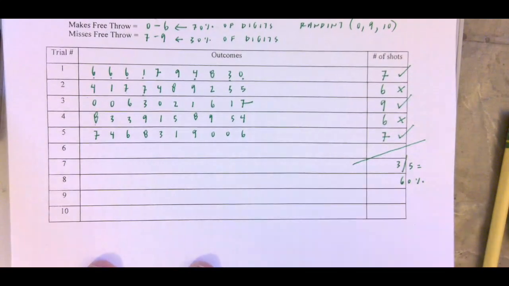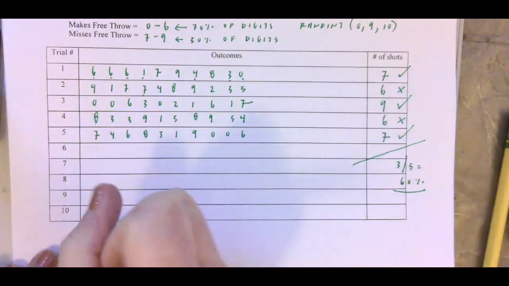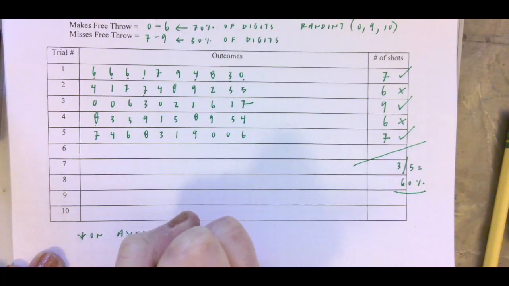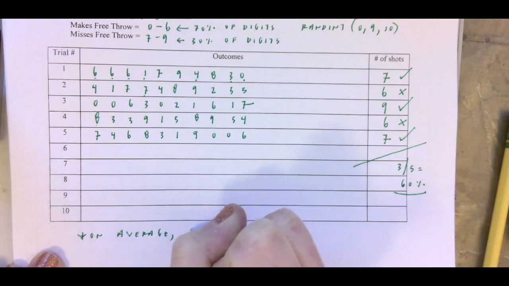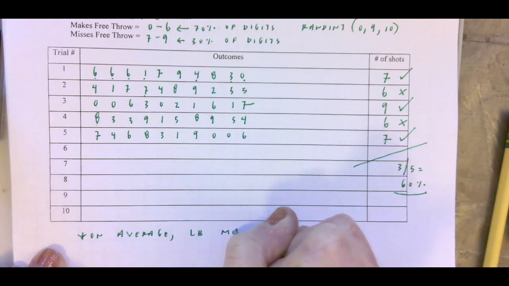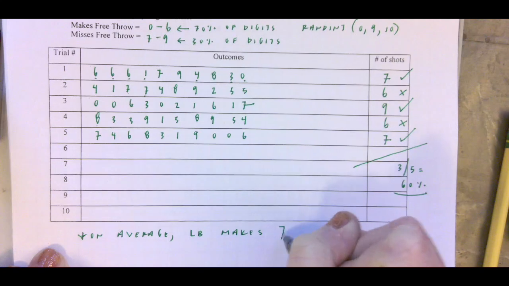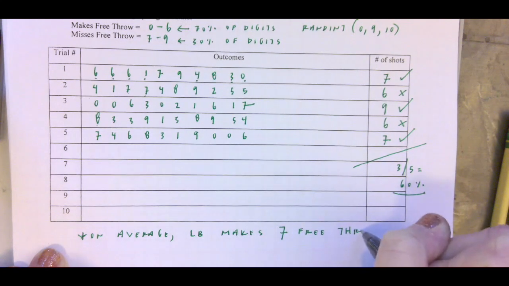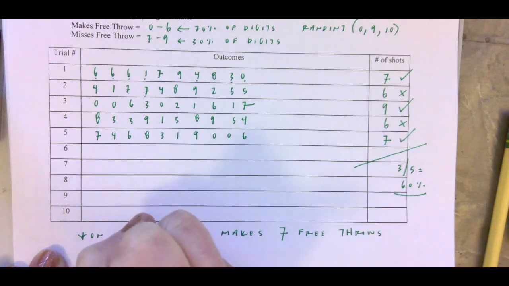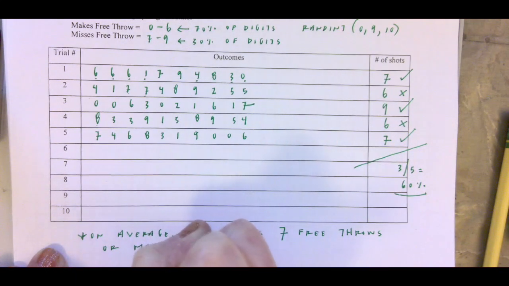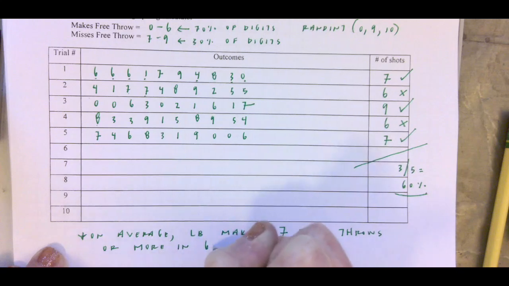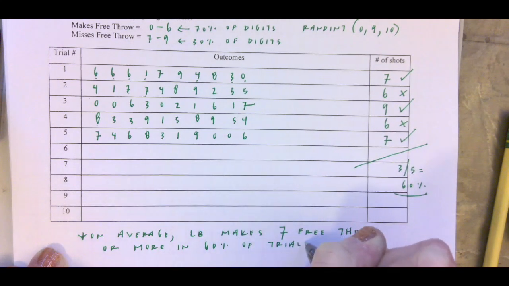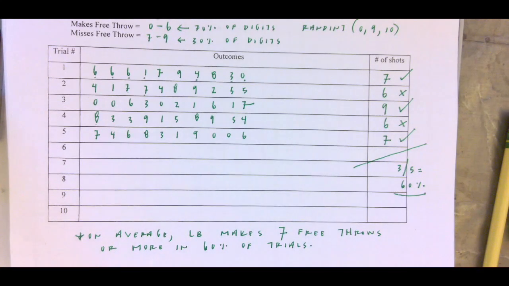So if I write this summary statement, on average, LeBron makes 7 free throws or more in 60% of trials. Right, because I stopped here after 5 trials.